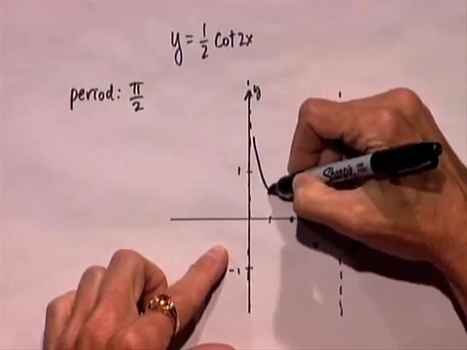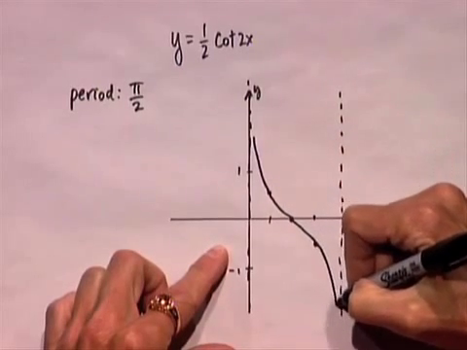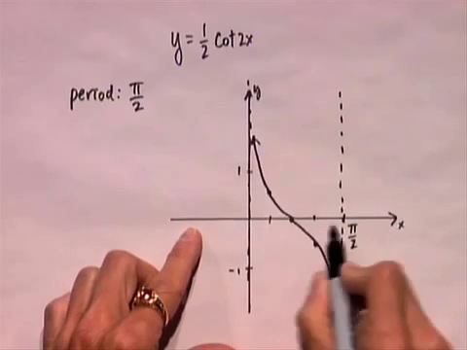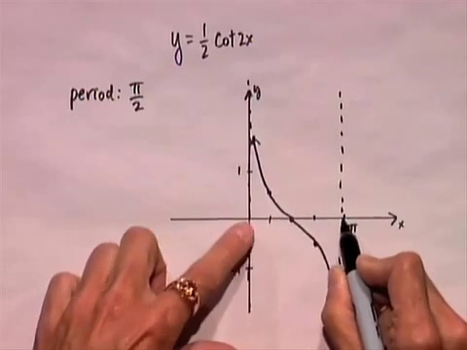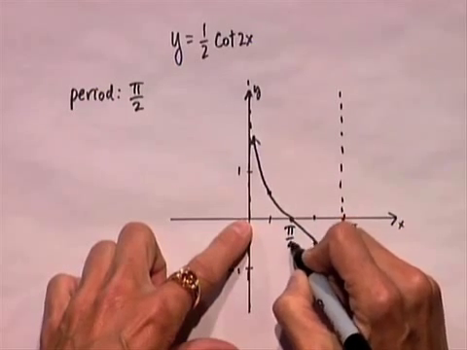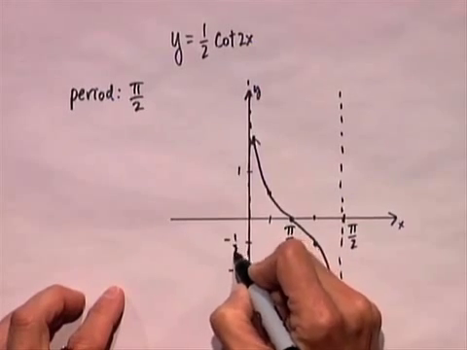So let's see what we can do to come up with one period of this particular cotangent. I think I'd like to label the horizontal axis. If that's 0 to pi/2, this should be pi/4. And again, these are -1/2, +1/2.